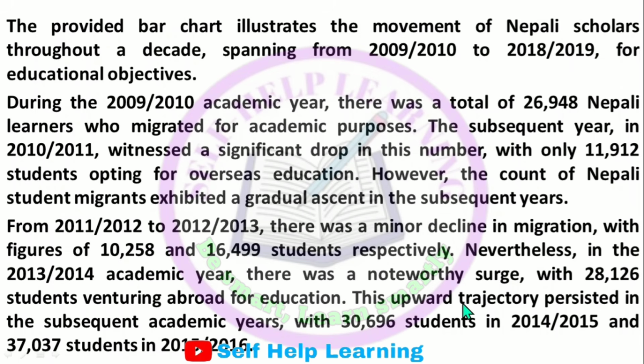for education. This upward trajectory persisted in the subsequent academic year, with 30,696 students in 2014-15, and 37,037 students in 2015-16.